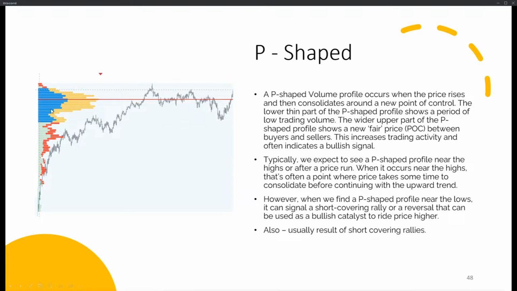If you're playing the retests of the P-shapes, where should you do it? After it breaks, the POC comes back down and then retest. Anyone else? HVN below the POC. You want to be playing the HVNs on P-shapes.